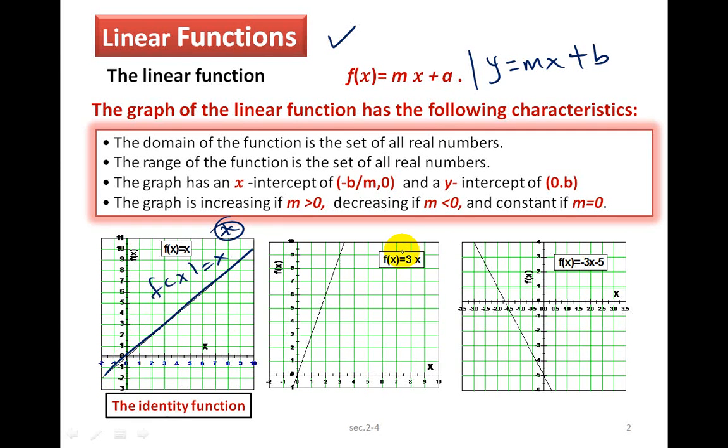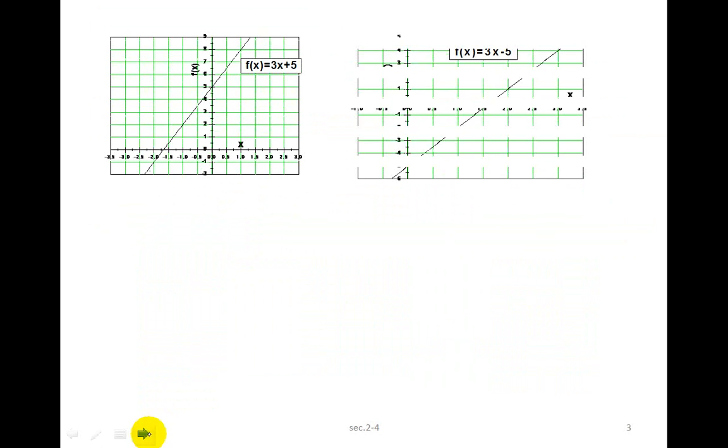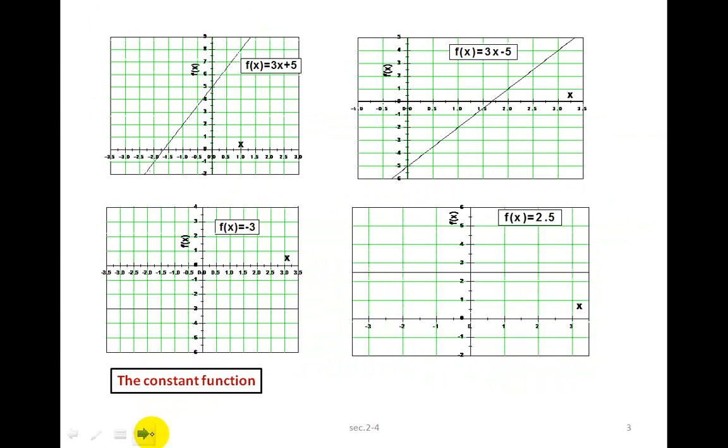Here on this linear graph there are some additions, 3x and 3x minus 5, but I don't want to talk about this right now. I just want you to be introduced to the types of graphs and what they are going to look like. So this is for the linear function. Let's see the next idea.